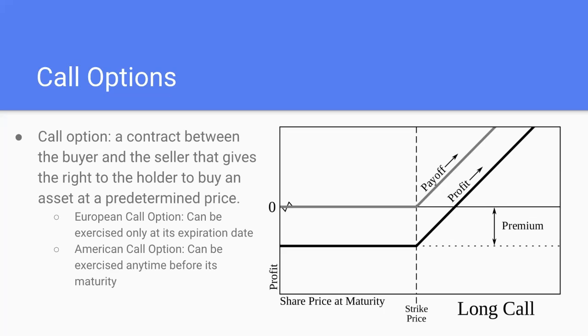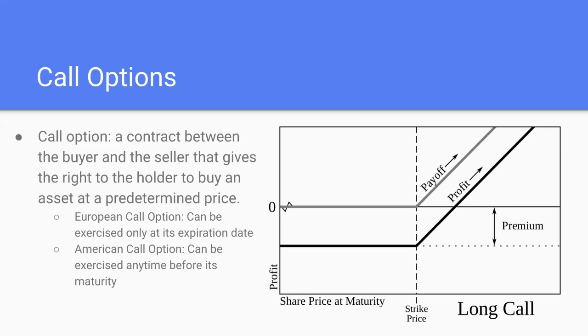If an option can only be exercised at its expiration date, meaning you can only purchase the underlying asset at the end of the life of the option, this is called a European option. And if the call option can be exercised any time before its maturity, then it's called an American call option.